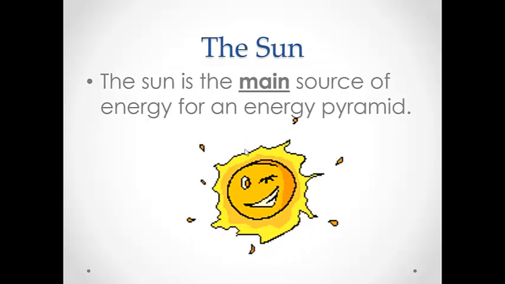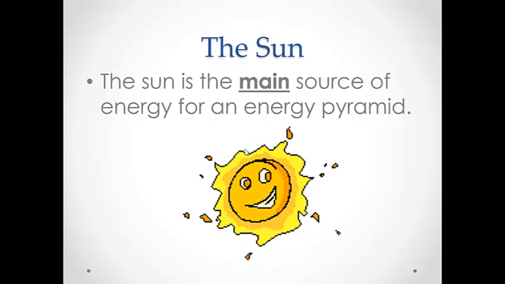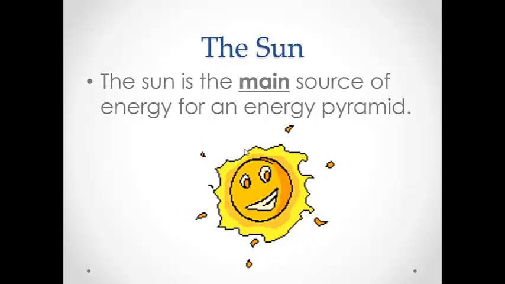As we know, the sun is the main source of energy for an energy pyramid. Without it, producers wouldn't be able to go through photosynthesis, and all living organisms wouldn't have the energy they need to grow.